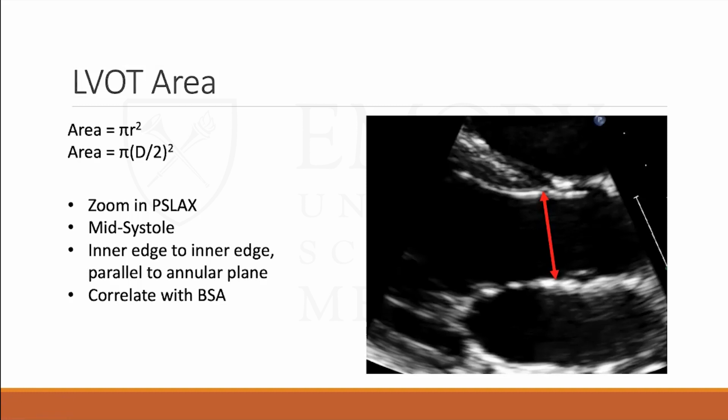It's important to make sure that you also have an idea of how big the person is and what their body surface area is. LVOT diameter doesn't always correlate with body size, but if you're getting a large LVOT diameter, which is typically greater than 2.5, and the patient is tiny, you're probably measuring it wrong. And vice versa. If the patient is big and you're getting an LVOT diameter that is small, typically anything below 2, say you're getting 1.5, you're probably measuring that wrong as well.